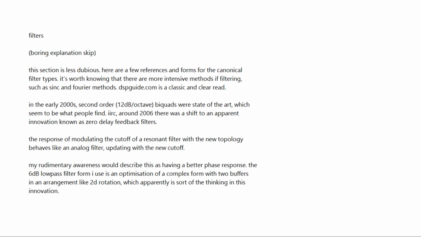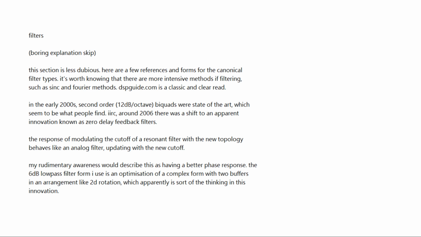Here are a few references and forms for the canonical filter types. It's worth knowing that there are more intensive methods of filtering, such as sinc and Fourier methods. Guide.com is a classic and clear read. In the early 2000s, second order, 12 decibels per octave biquads were state-of-the-art, which seemed to be what people used. Around 2006 there was a shift to an apparent innovation known as zero-delay feedback filters.